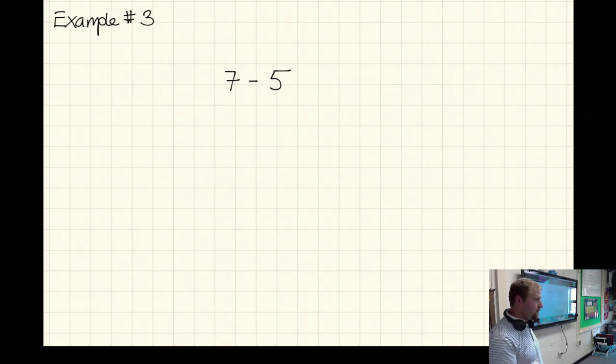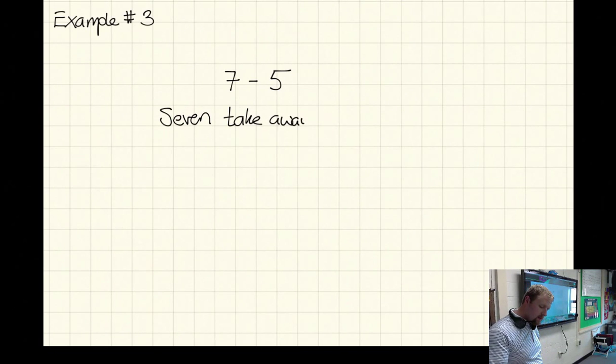Example number 3. Let's say that I have 7 minus 5, okay? Now, this seems simple enough, but I want you to think about it a different way. This is the same thing as 7, and if I were using words, what words could I use here? Yeah? Take away. I love that. All right, 7, take away 5.